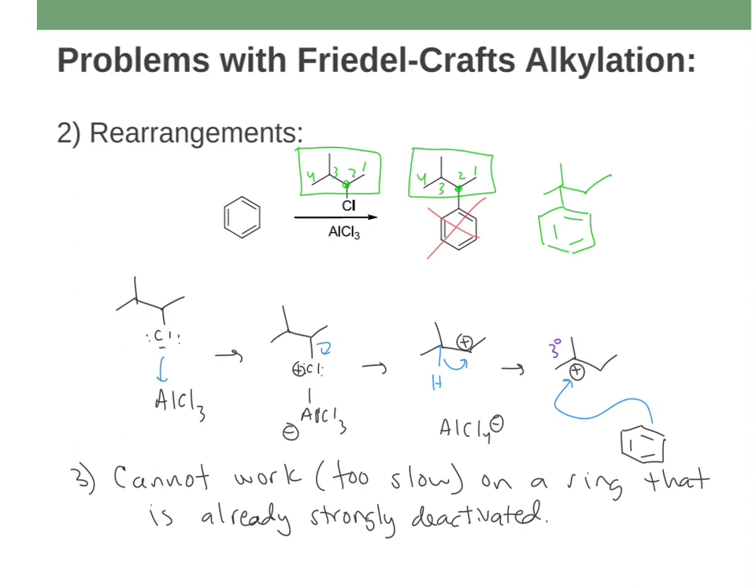Friedel-Crafts alkylation has 3 problems. One's the polyalkylation, one is that those alkyl groups could rearrange, and the third is that they do not work on rings that are already strongly deactivated.